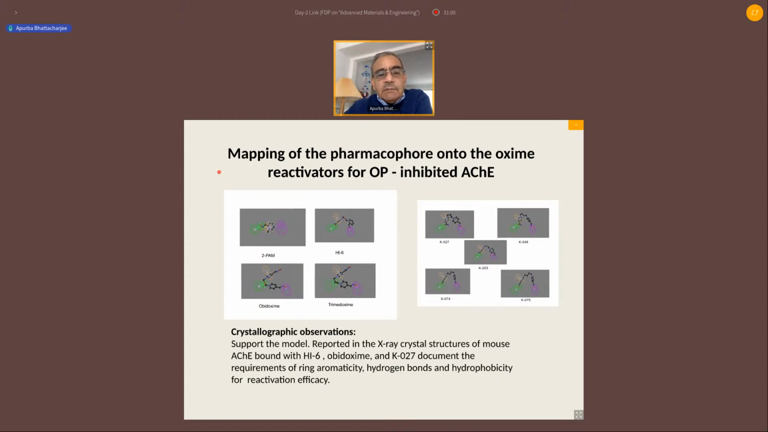First of all, we checked the validity of the pharmacophore. We see that this pharmacophore maps on very good compounds like obidoxime, trimedoxime, and some others. These compounds are mostly Czech Republic compounds and also some Russian compounds. And the crystallographic observations really support the pharmacophore. That means these are the features necessary for binding to the active site.